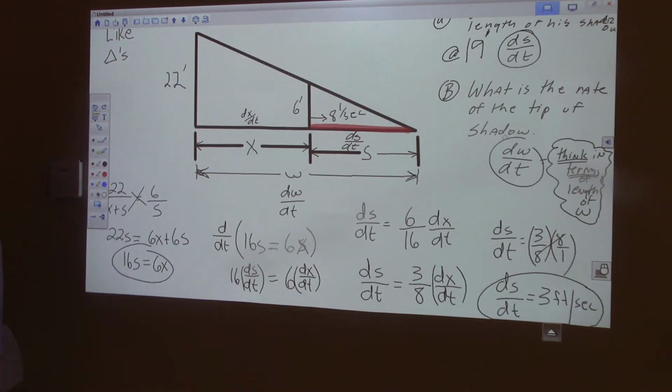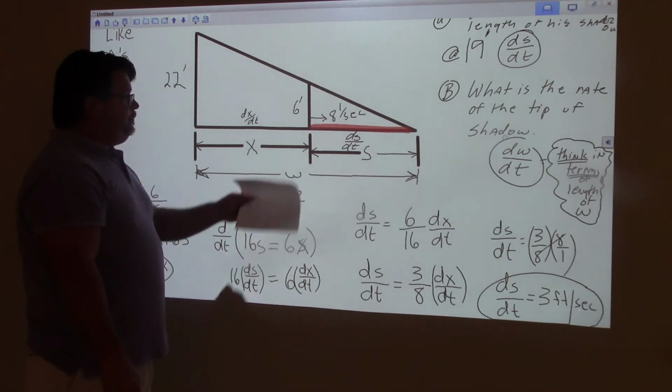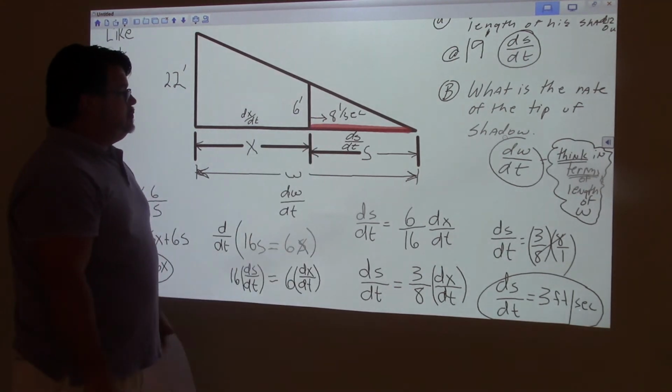So we just found the answer to A, right? Yes. At the end, what did you plug in for dx/dt? You tell me. Oh, the 8 feet. Okay.